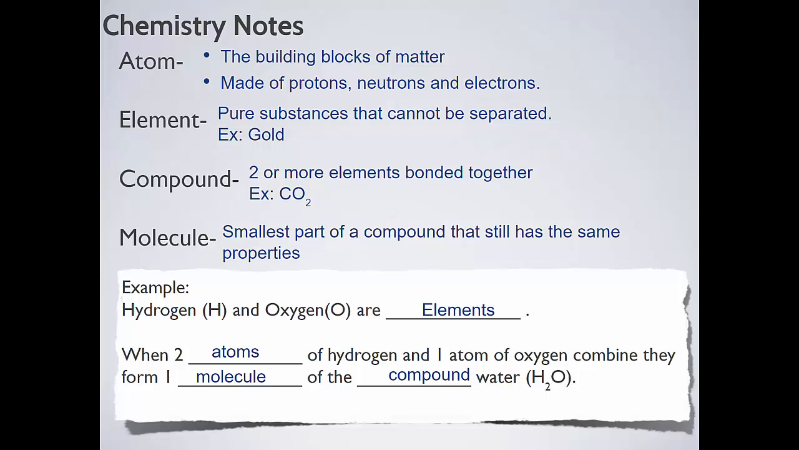What is the smallest piece of silver that you could have? Yes, one atom. What's the smallest amount of water you could have? There is no atom of water. There's only a molecule of water. What is the smallest amount of glucose you could have? One molecule of glucose. What if you split that molecule of glucose? What would you end up with? What element?